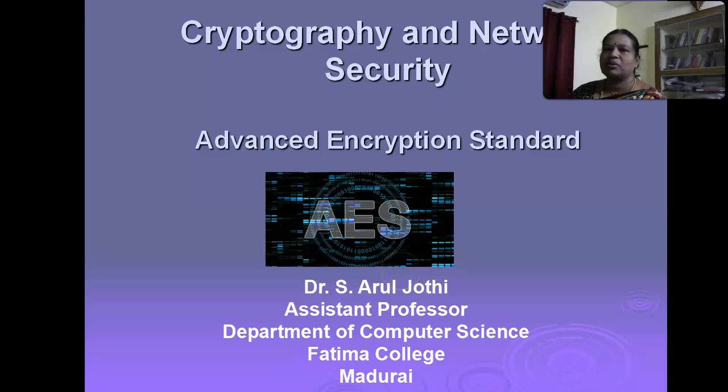Madurai. Today we are going to discuss some algorithms in cryptography. Cryptography is used to encrypt data that is in readable format into an unreadable format. For this, we use two types of algorithm: one is symmetric and another one is asymmetric. In symmetric, we use the same key both for encryption and decryption, whereas in asymmetric encryption, we use two different types of key: one is the public key and another one is the private key.